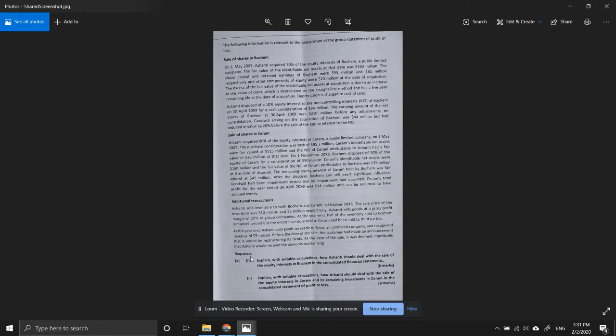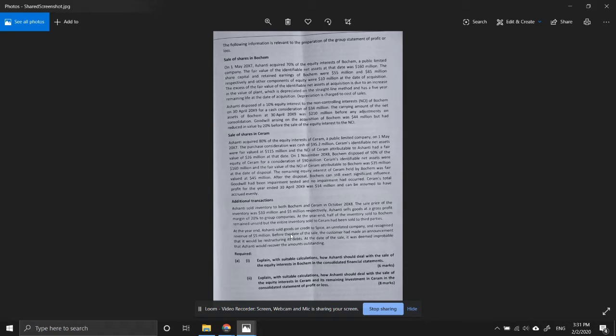And then an additional transaction is that Ashanti sold inventory to both Bochem and Serum in October 20x8. The sales price of the inventory was 10 million and 5 million respectively. Okay, Ashanti sells goods at a margin of 20% to group companies. At the year end, half of the inventory sold to Bochem was unsold. The entire inventory sold to Serum had been sold to a third party.